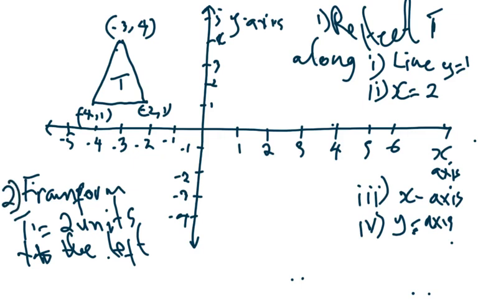Right. So you have 2 questions. One, reflect it along these lines: y equal to 1, x equal to 2, the x-axis, the y-axis. And then the next one is you are requested to transform T 2 units to the left. Okay? Thank you very much.